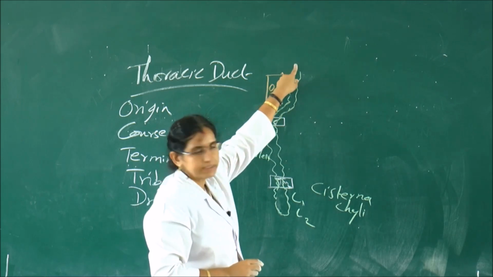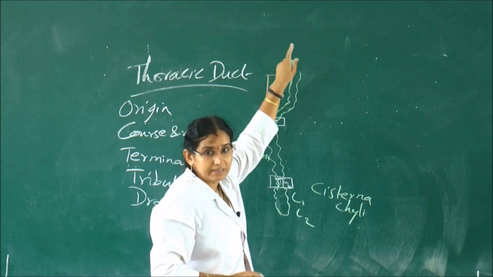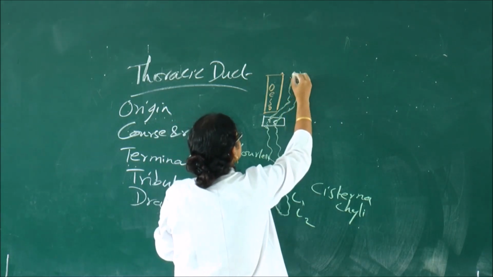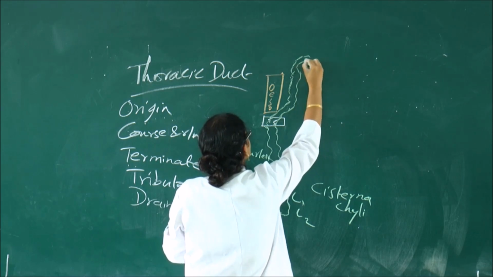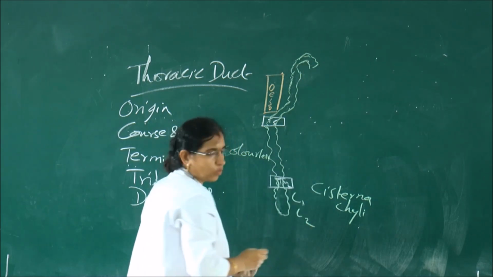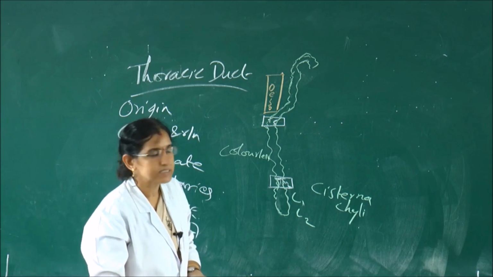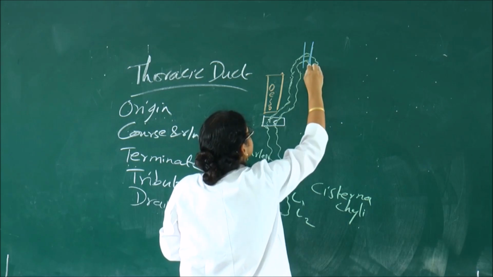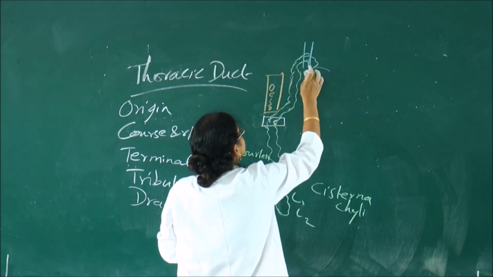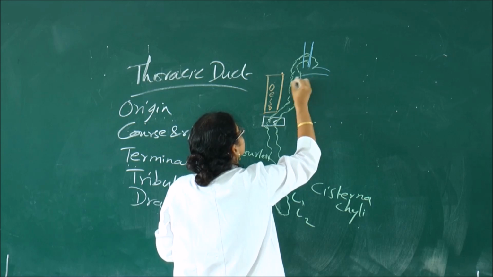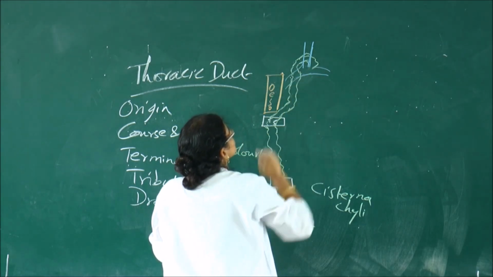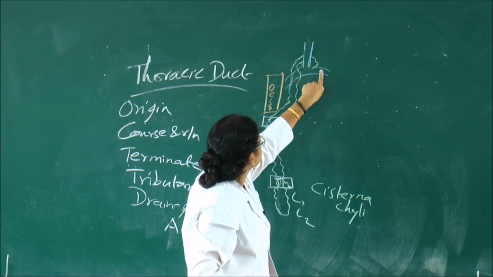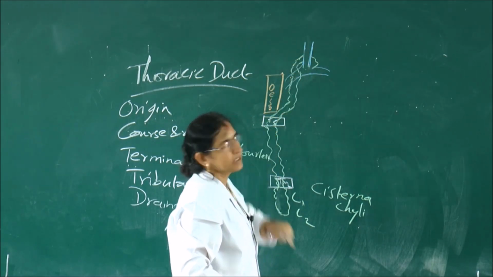Now what will happen? It enters the root of the neck. Now it is seen in the neck, in the root of the neck. So here at the level of C7 vertebral level, it makes an arch and opens at the junction of two veins. What are these veins? You have the left internal jugular vein and left subclavian vein. So what will happen when these two veins join? The left internal jugular vein and the left subclavian vein, when they join, you get left brachiocephalic trunk.